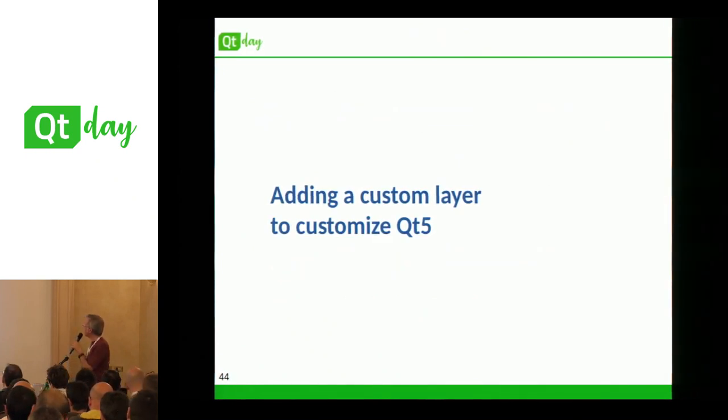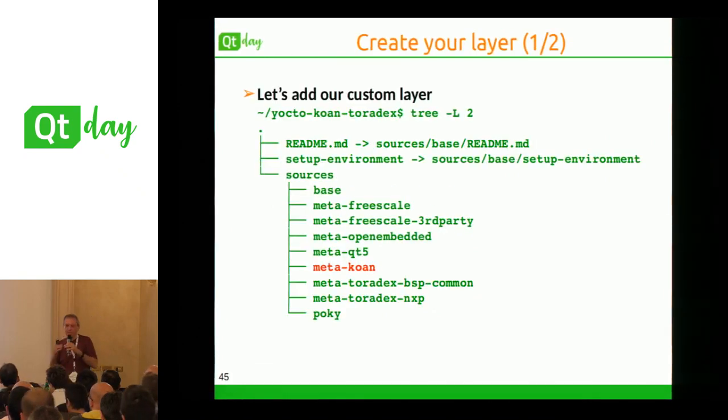How can you add a custom layer to customize Qt5, which is the last step in your Yocto adoption for building your distribution? Once you have all the system working, typically you can start with Yocto, meta-freescale, and whatever you want for your hardware. You can add Qt5. You can start building, I don't know, the Cinematic Experience, and you can see if everything is working.